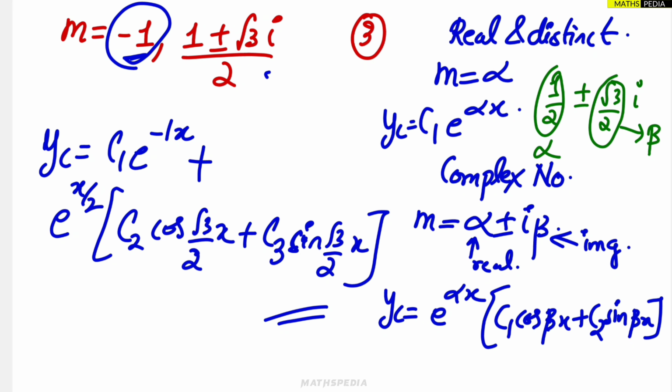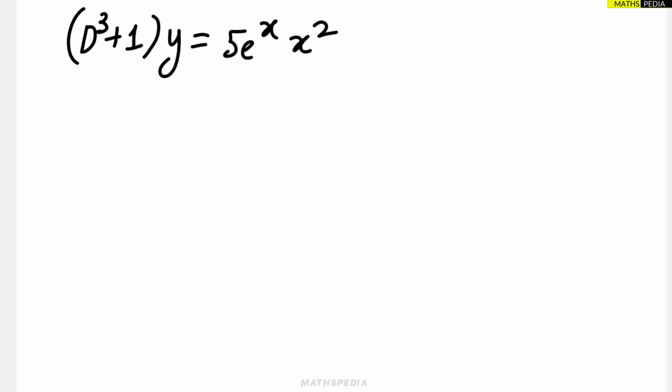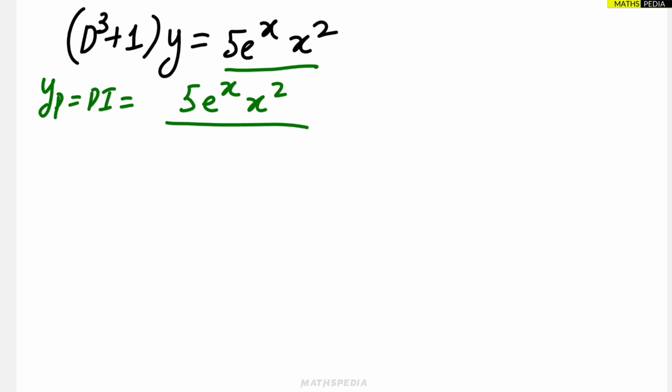Now we have to calculate YP, right? In order to form YP, which is also called the particular integral, how do we form it? Whatever is there on the RHS, copy and paste it on the numerator part, and for the LHS denominator, we have inside the bracket the function of D, just copy paste, that will be D cube plus 1, right? This is the first step to proceed.